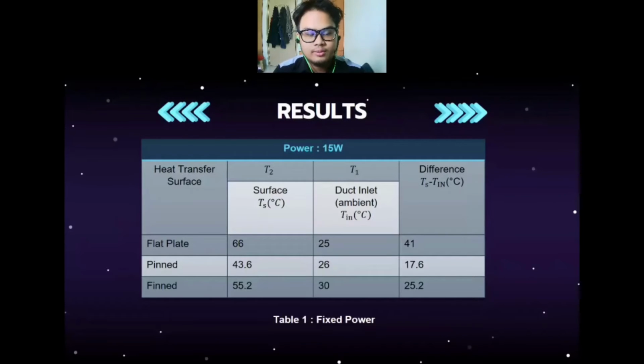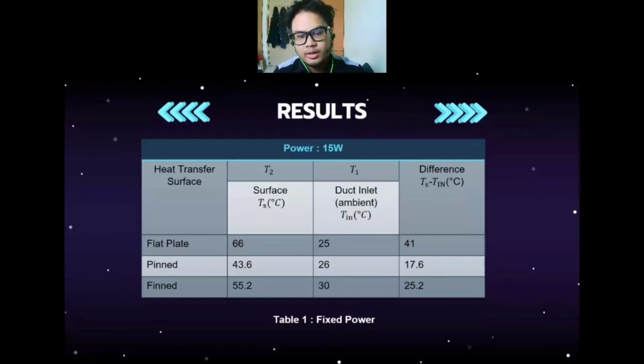Today I'm going to present the result for our experiment of free convection. So for this experiment, we have conducted it on 3 different surfaces with the fixed power, which is 15 watt. So the 3 different surfaces are flat plate, pin and fin.